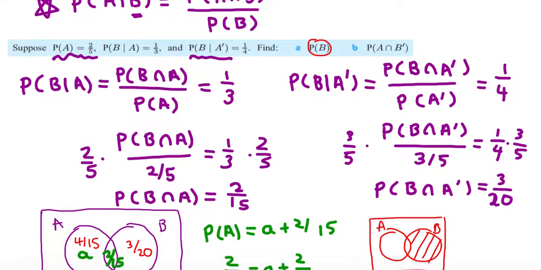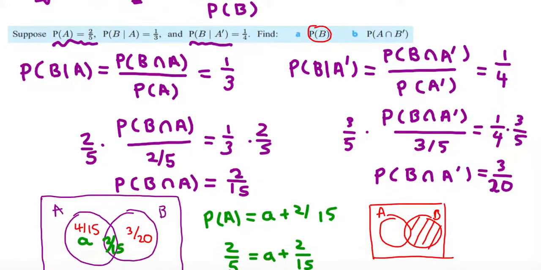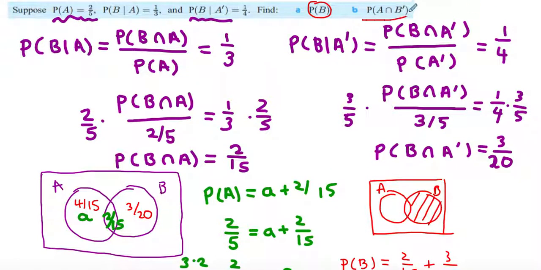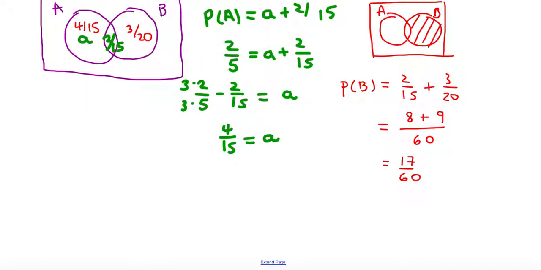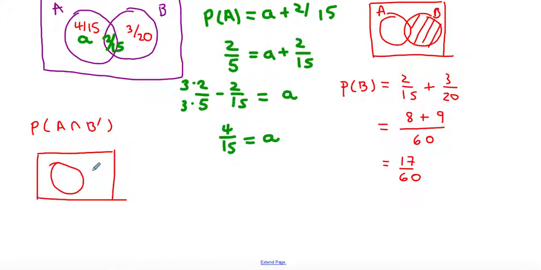Probability of A and B not is going to be the area right over here, not including, again, this common area. So that's the area we found for a. So that's equal to 4 out of 15.